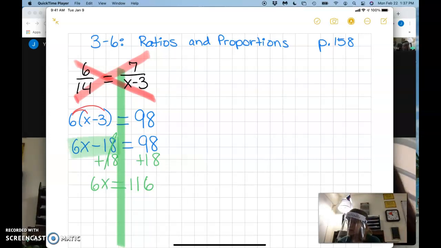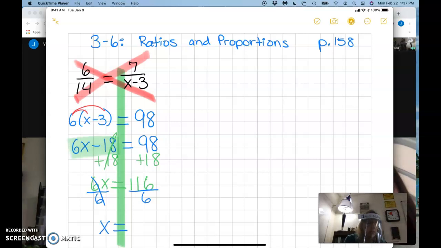Now what do I do, guys? How do I get x alone? Yep. Divide by what? 6. So put that little divide by 6 on both sides. And 116 divided by 6.